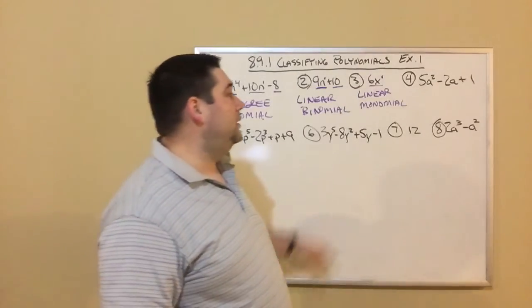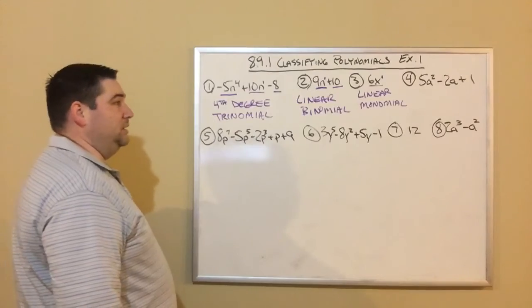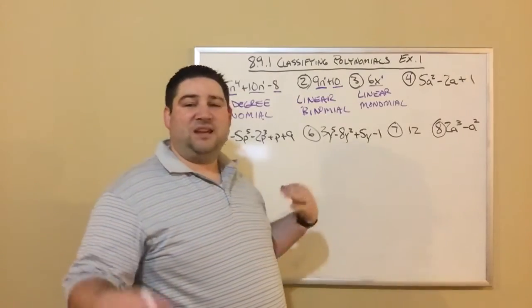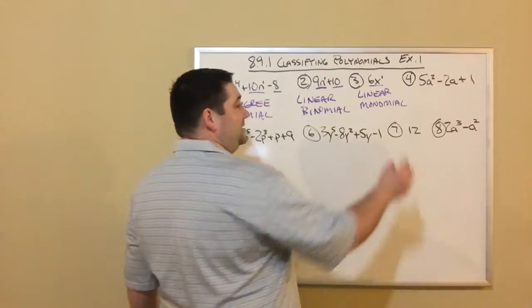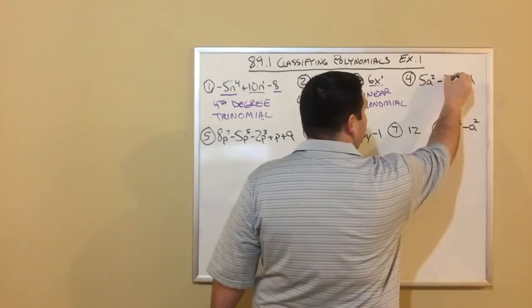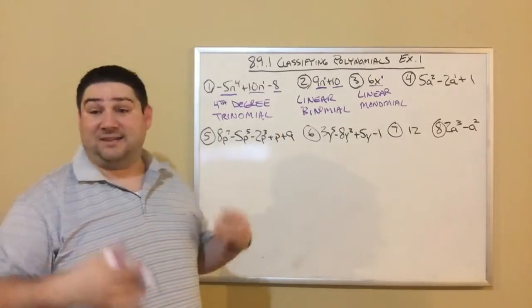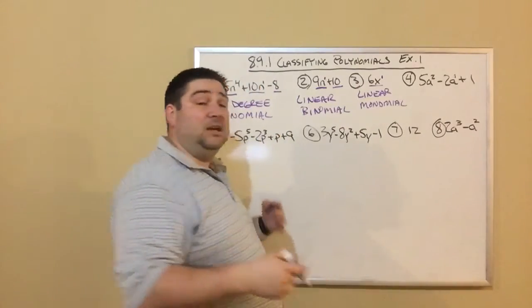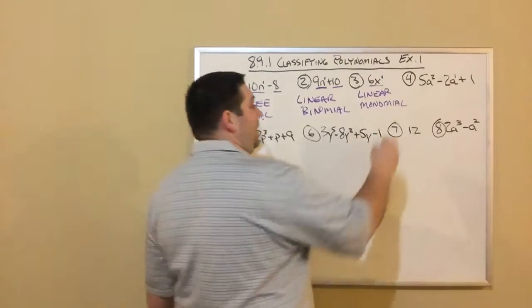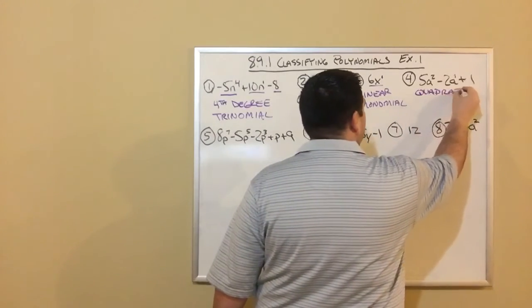Number 4. 5a squared minus 2a plus 1. So first thing I'm going to do is look at the degree. I can see 5a squared has a degree of 2. 2a has a degree of 1. And 1 with no exponent at all is a degree of 0. The highest number is 2, second degree. If you look at the chart, second degree is called quadratic. So this is a quadratic.